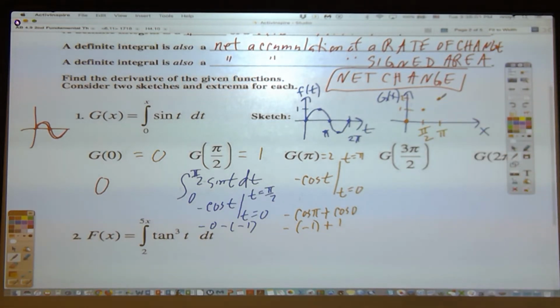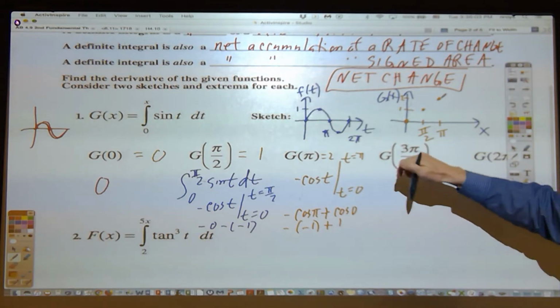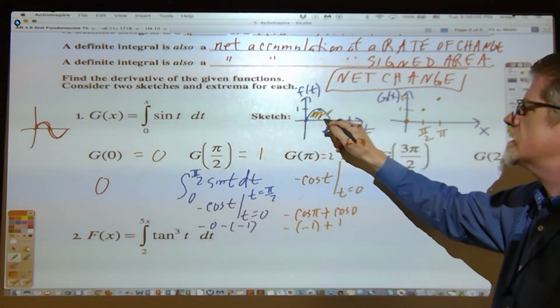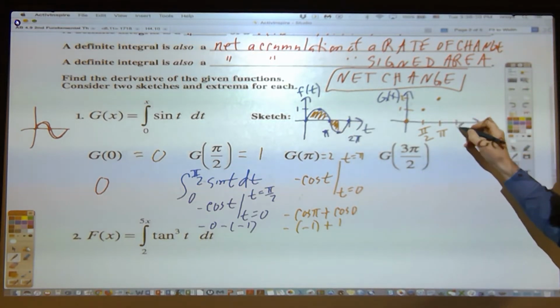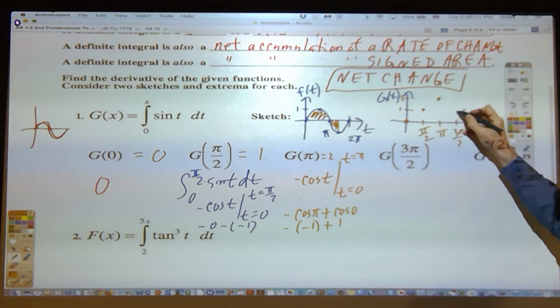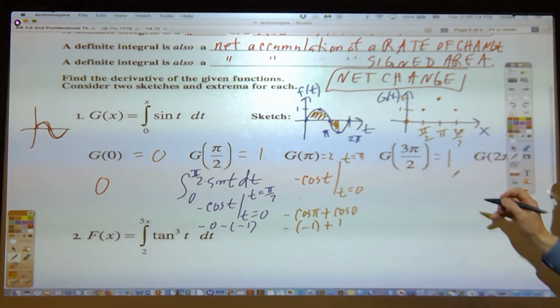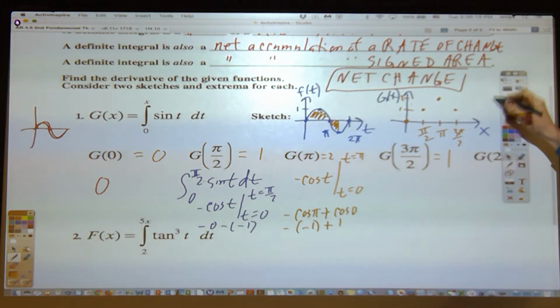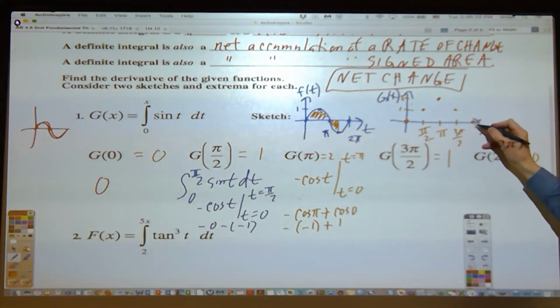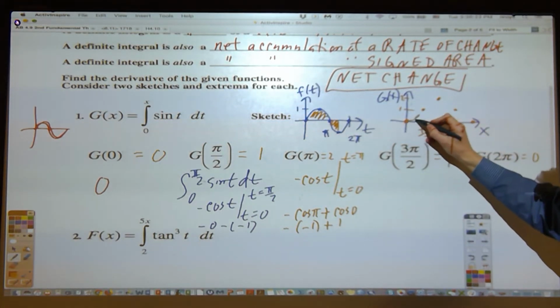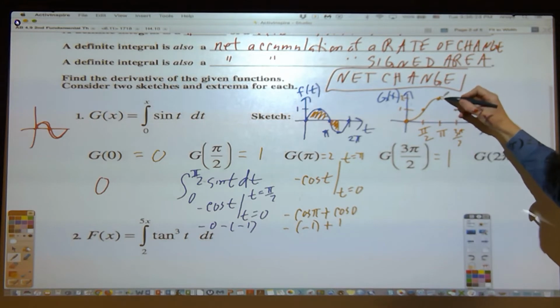And then g of 3 pi over 2, basically 2 inches of snow has accumulated and then 1 inch has melted. So by the time we get to 3 pi over 2 o'clock, we're down to 1 inch of snow. So if you do the work, that's going to be 1. By the time you get to 2 pi o'clock, all the snow that fell will have melted. And the graph is actually sinusoidal in shape.